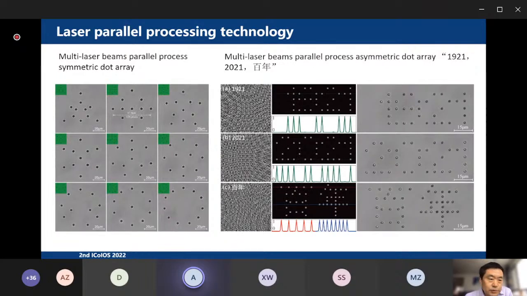And we also use the laser splitting technology to get a symmetric dot array to process, and we also generate a symmetric dot array, such as 1921 and 2021, and the Chinese letters to process at the same time. So next, please.